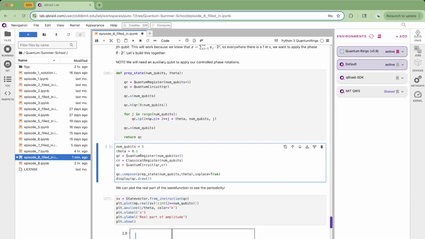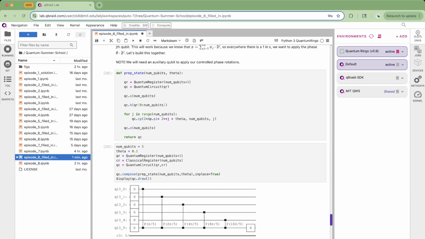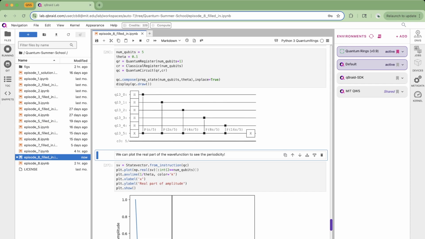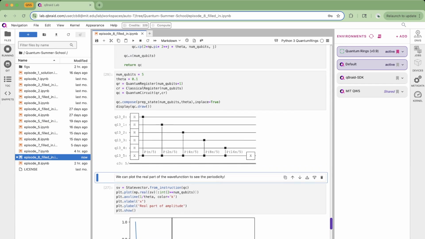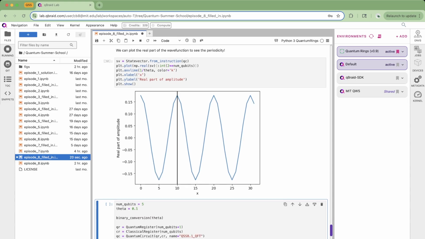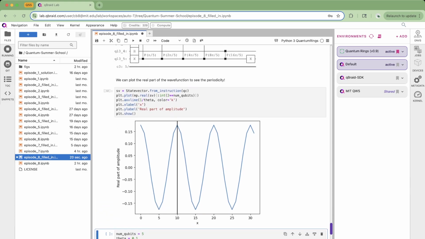So now maybe we can pick theta equals 0.1, or 1/10. And this is what our circuit would look like. Now we can plot the real part of the wave function to see the periodicity, because we know that our phases are going to look like spokes of a wheel in the complex plane. If we consider the real part, that's just projecting onto the x-axis, so that should be oscillating as x increases. So let's see. Here's the real part of the amplitude, and I've also plotted as a vertical line 1 over theta, which is going to be the period of oscillation. And we can see that that matches with what we would expect.